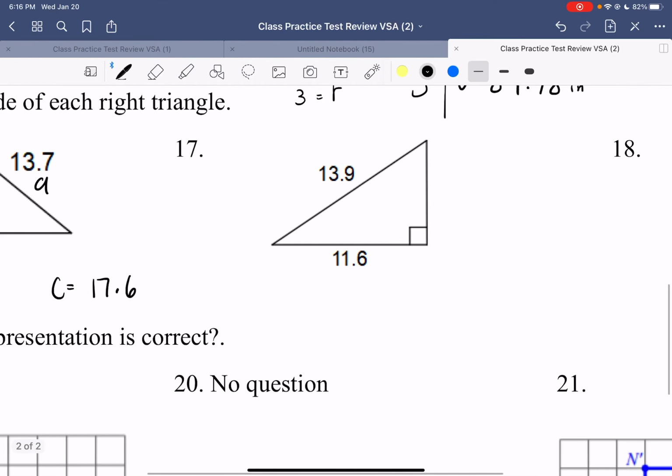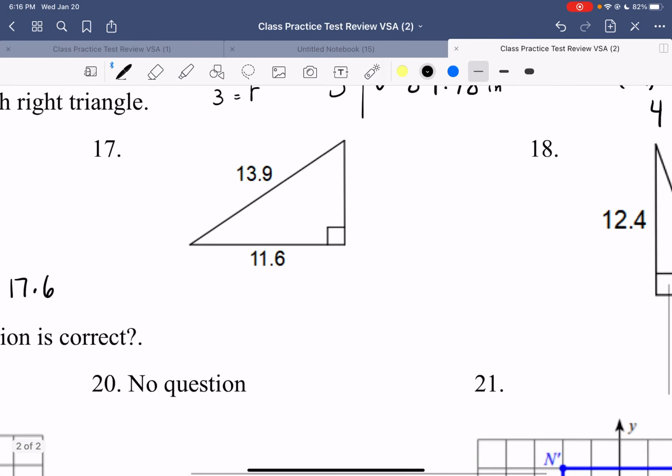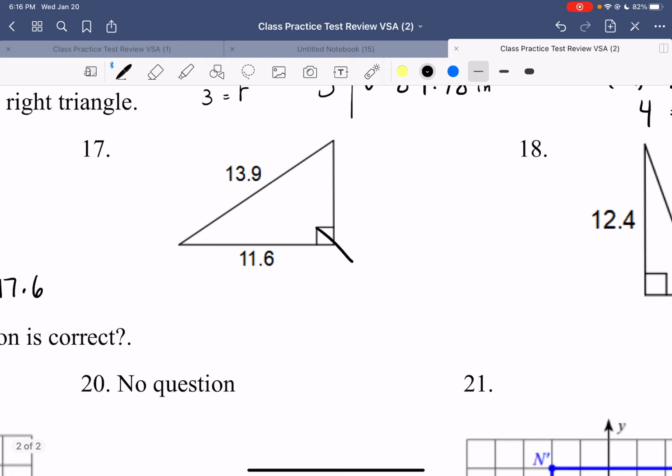Okay, number 17, we're looking for a or b. So this is c. Let's go a, b. If we did a squared plus b squared equals c squared, we said a was 11.6, so 11.6 squared plus b squared equals 13.9 squared. So 11.6 squared.